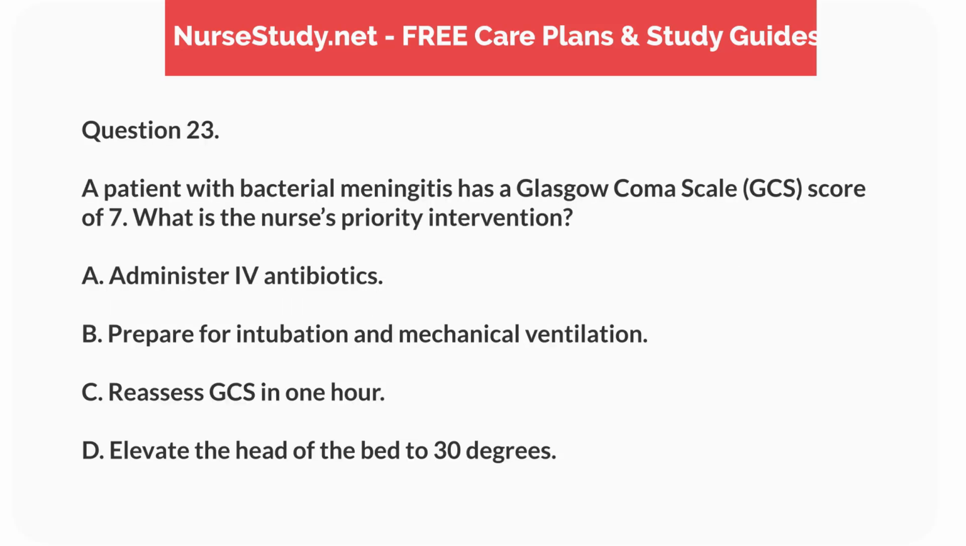Question 23. A patient with bacterial meningitis has a Glasgow Coma Scale (GCS) score of 7. What is the nurse's priority intervention? A. Administer IV antibiotics. B. Prepare for intubation and mechanical ventilation. C. Reassess GCS in 1 hour. D. Elevate the head of the bed to 30 degrees.